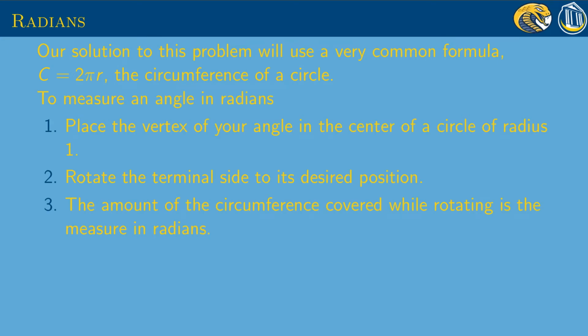If we want to measure an angle in radians, we start, once again, with a circle with a vertex right at the center and a ray pointing in one direction, describing our initial side. When we rotate our terminal angle to whatever measure we want, all we need to do is look at the distance that we went around the circumference of the circle, and that will be the measure in radians. Keep in mind, this only works if this is a unit circle where the radius is 1.